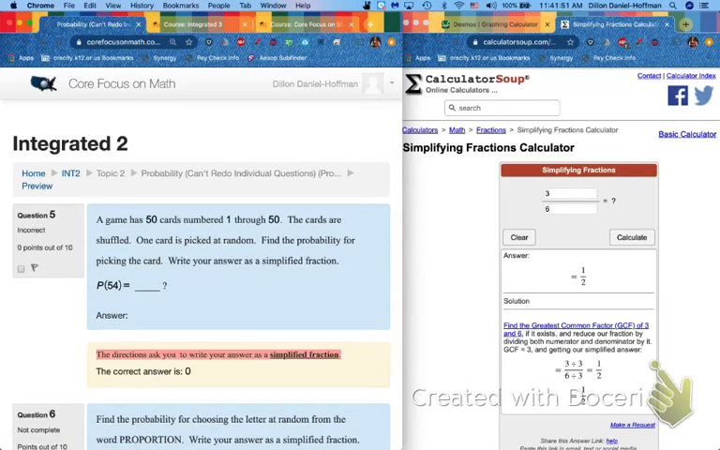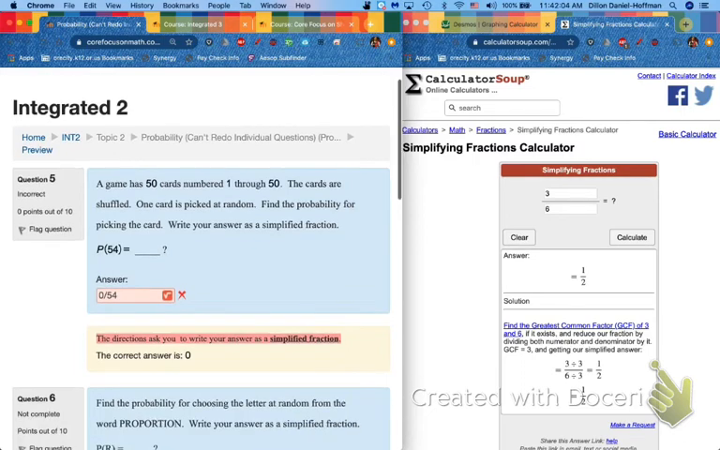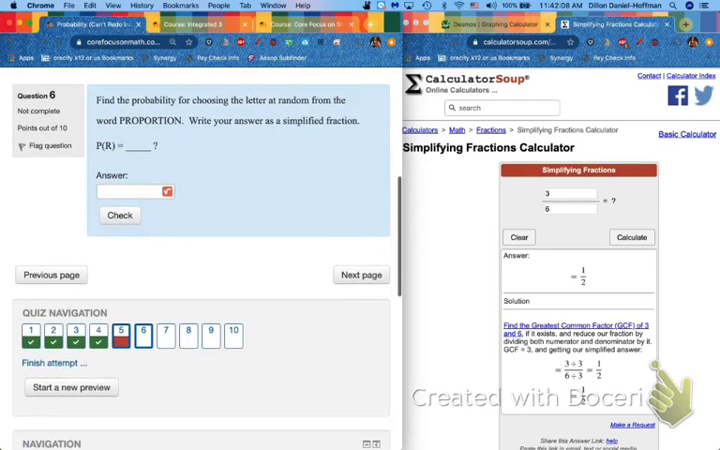If you do 0 out of 54, you're not going to get it right. It's going to say, write your answer as a simplified fraction. The correct answer is 0. So just put 0. That reduces. And this will be a rare time where I'm not going to go back and redo the whole assignment. I'm just going to leave that there, this red mark in an otherwise green world.